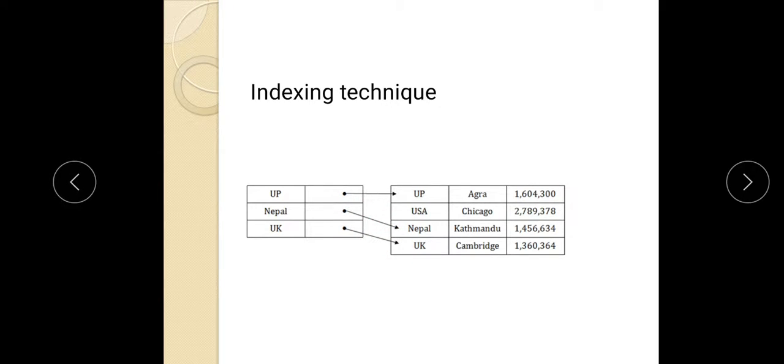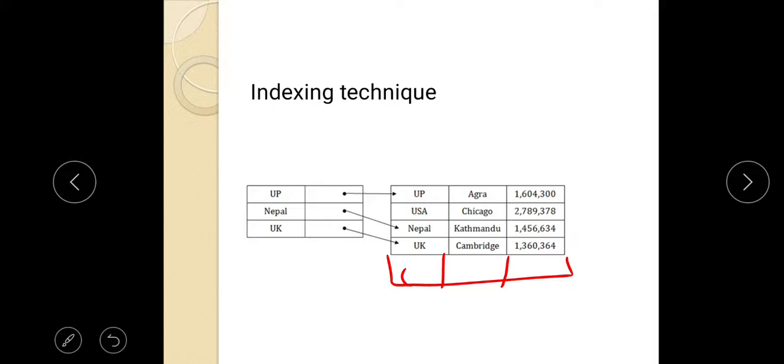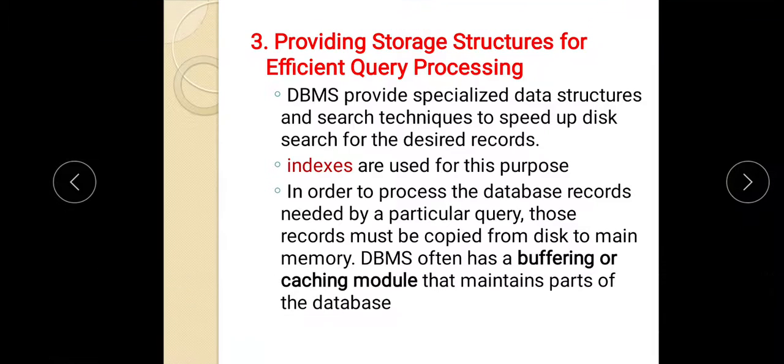UK is here. If UP is found in multiple records or multiple rows, the pointer will go there also. Suppose we have another record in which we have the data UP. In that case, the pointer will point to that location also. In this mechanism, we can easily find a particular record in the database. It provides a specialized data structure and search technique to speed up the disk search and find the desired record. Such a technique is called an indexing mechanism.